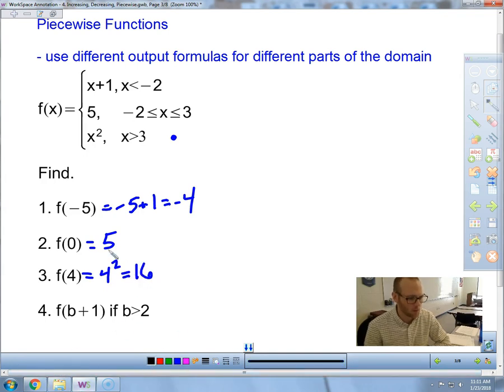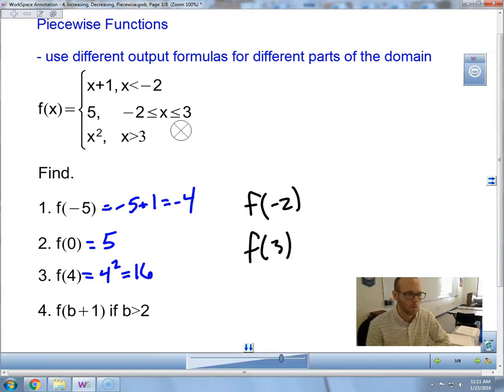You know, let's add another one in here. Let's add 2 more. Let's go f of negative 2, and then let's find f of 3. How do we get f of negative 2? Where does that fall? Well, there's a negative 2 here, there's a negative 2 there. Where is it equal to negative 2? That's in this one. 5. How about f of 3? It's in that same piece of our function, isn't it? 5.